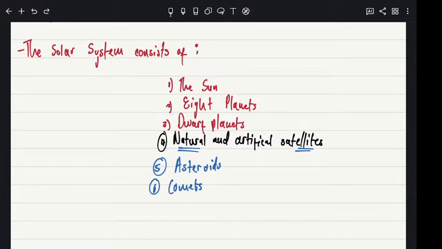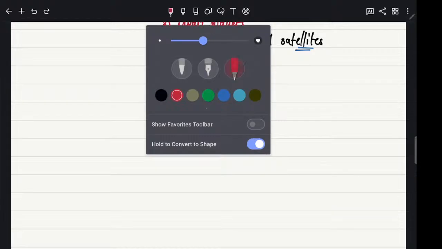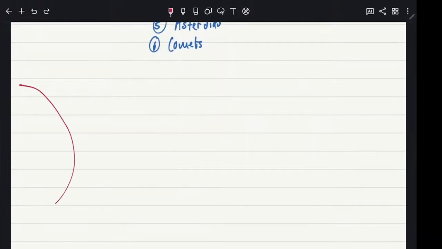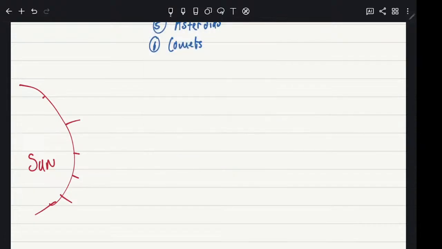Let me give you a diagram of what the solar system will be like. You have the sun here, and of course, it's radiating its heat and light. Around it, you're going to have planets going around the sun. This is very, very important. You start with the sun, then you're going to start with planets.